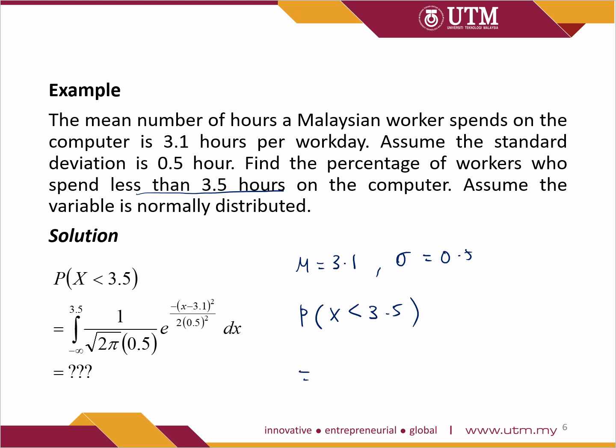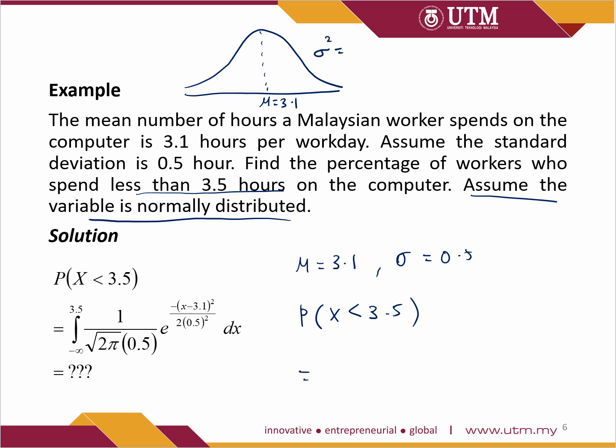So if I draw the normal distribution, because here we assume that the variable is normally distributed, our mean here is 3.1 and sigma squared is equal to 0.5 squared. So we want to find x less than 3.5. We need to find the area that is less than 3.5. So here is our 3.5.